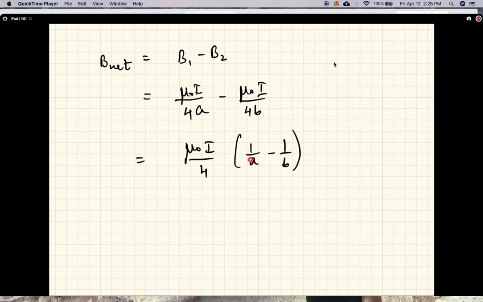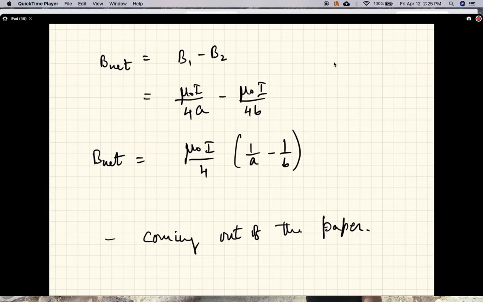And since a is smaller than b, this number is bigger than that, and so the field is positive. Anyway, the net field has that magnitude, and it's coming out of the paper. So that's the field at point P. Okay, that ends this problem.